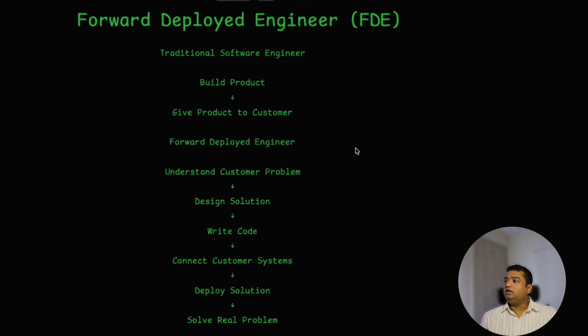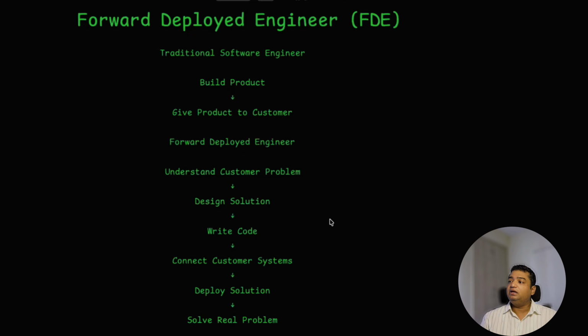Now consider this. A traditional software engineer will build the product, give the product to the customer, and that is done. But a forward deployed engineer should understand the customer problem, talk to the business person, talk to the BA. In fact, I don't think you will need a constant BA here. You need to talk to the business person, the client, directly, design the solution, write the code, connect to the customer system, deploy it, and solve the real problem. Obviously, a single person is not going to do everything, but a single person or a couple of people will oversee everything and help the team with everything.